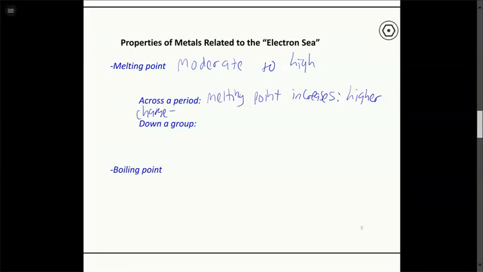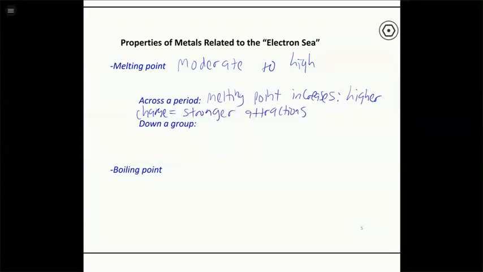As I said, in group 2A, you can almost think of it as 2+ cations bound by the two valence electrons that are delocalized. Because you have a higher charge in group 2A, you have stronger attractions between the cations and the sea of electrons, and that holds everything together more tightly, making it more difficult to disrupt that structure and melt the metal. If we go down a group in the periodic table, starting at the top and going to the bottom within a single column, the melting point typically decreases.